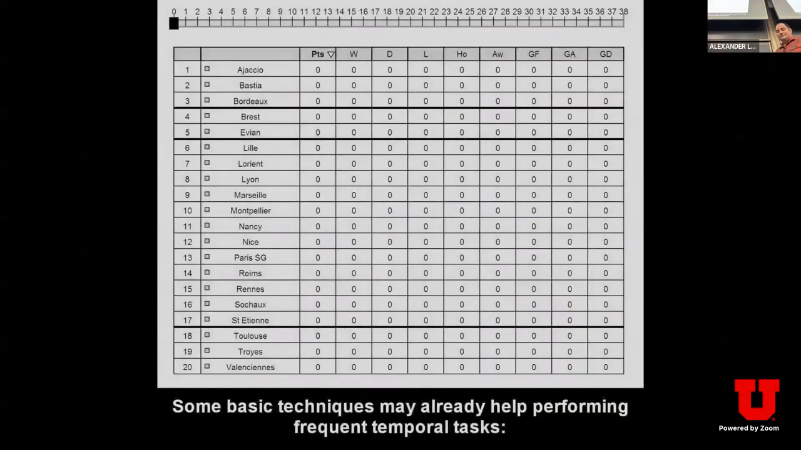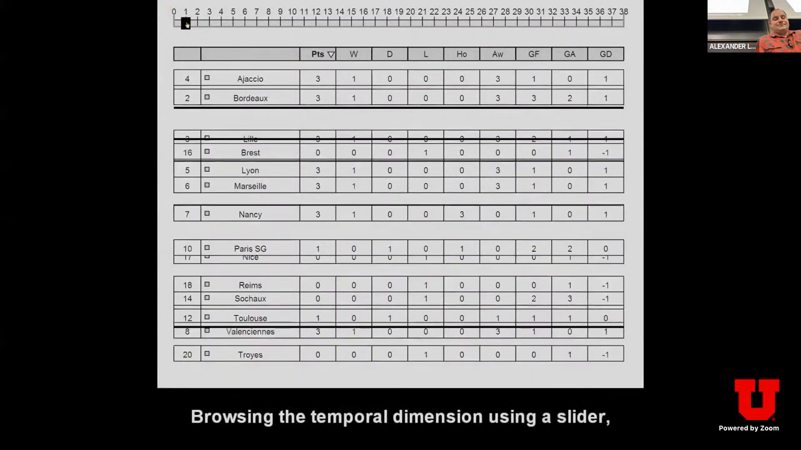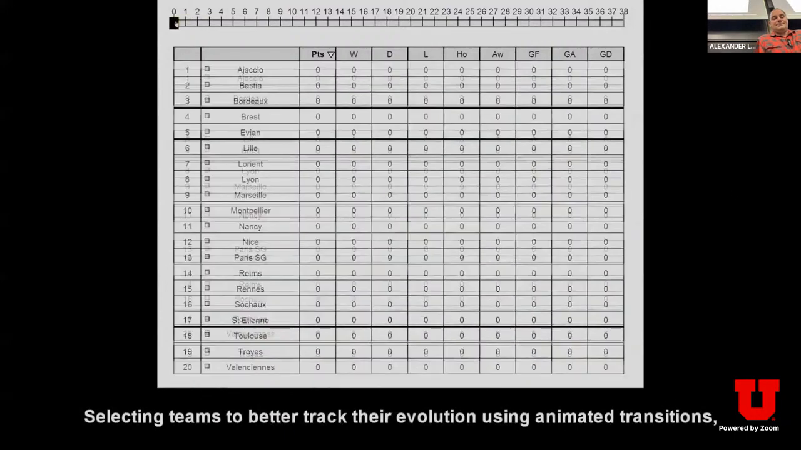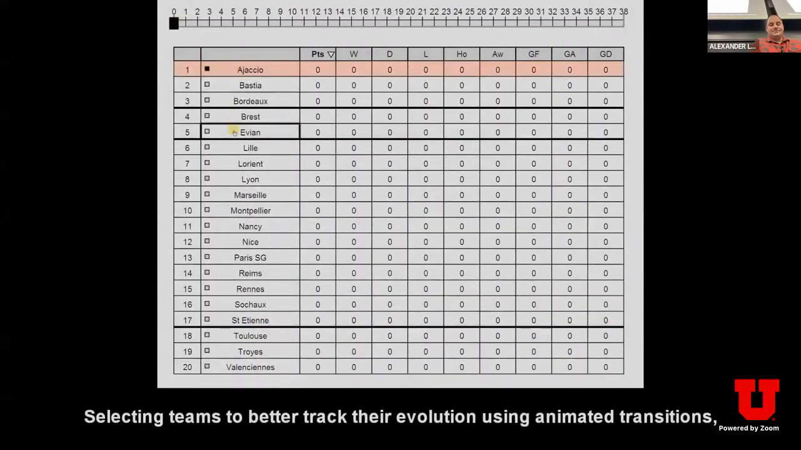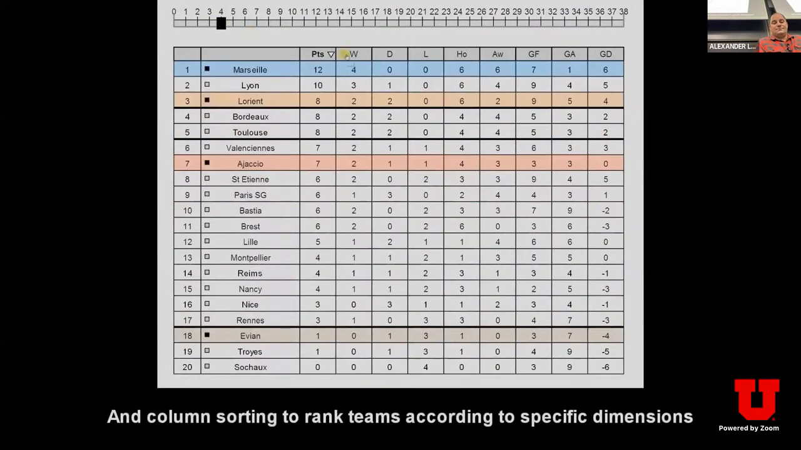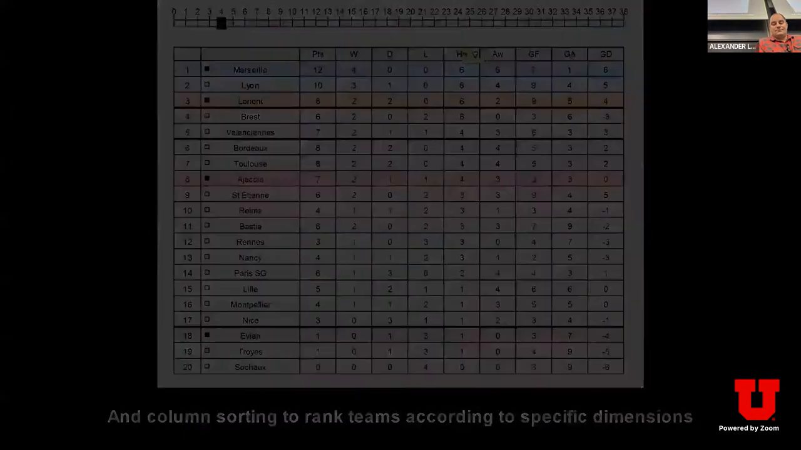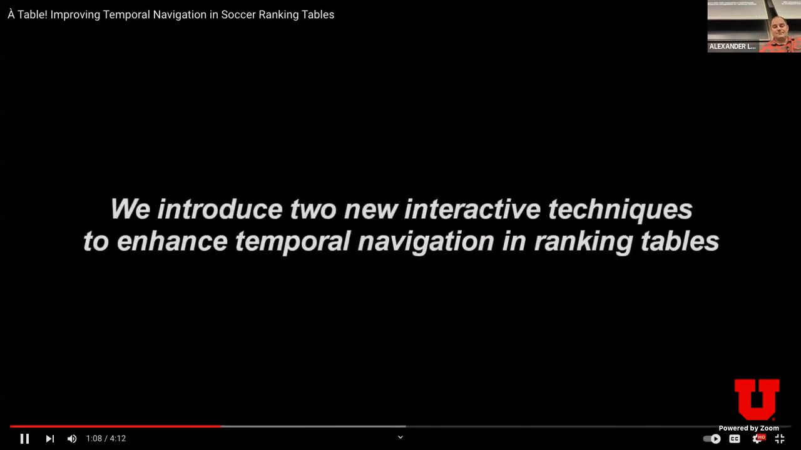To perform temporal tasks, well-known visualization and interaction techniques may help, such as sliders, animated transitions, and row highlighting to follow a team. Column sorting to rank teams according to a specific dimension. However, performing complex temporal tasks is difficult using these generic techniques. We introduce two new interactive techniques.